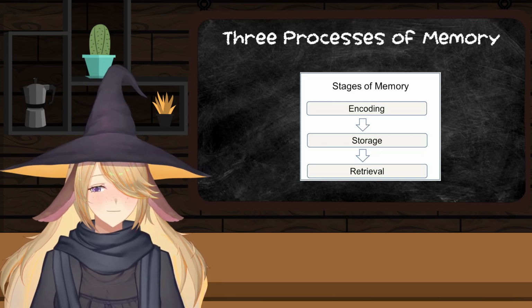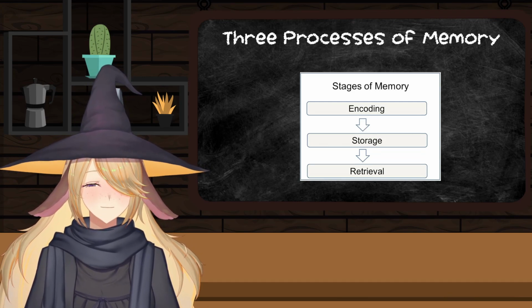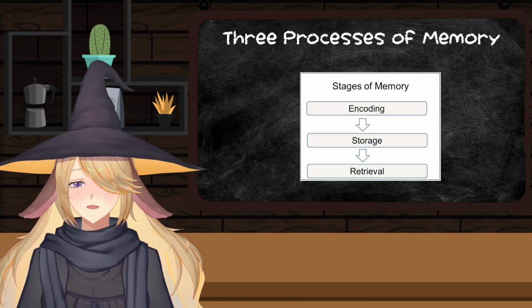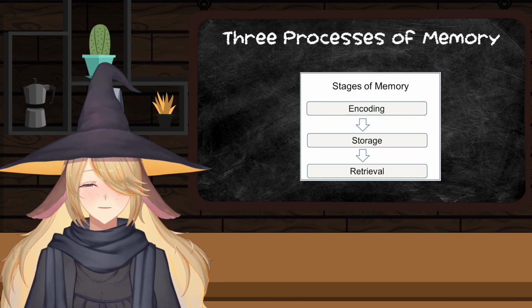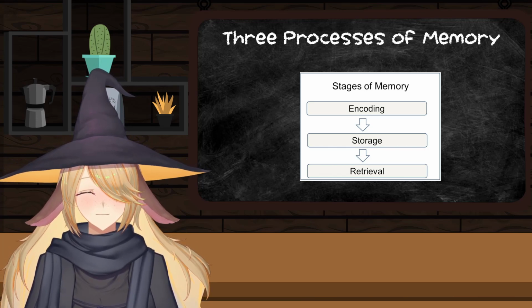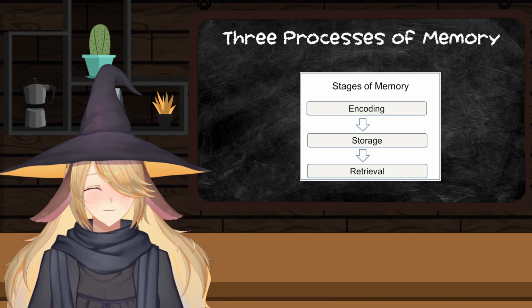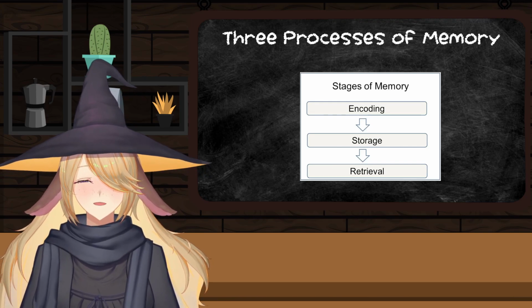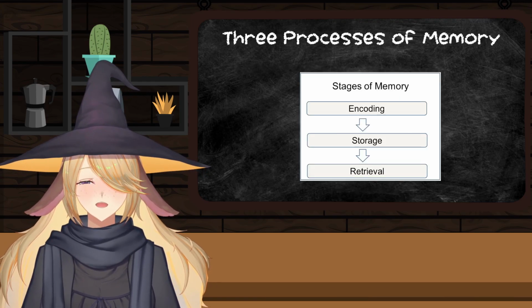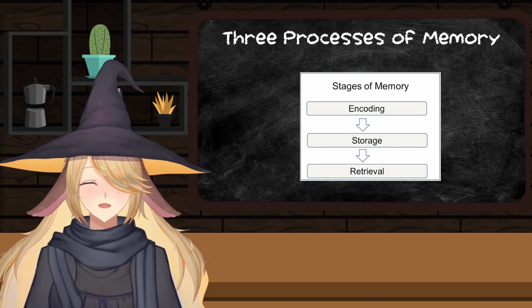All right, pivoting here back to that 3-stage model, when we talked about sensory memory, short-term memory to long-term memory, I want to break down and talk about the different stages of memory. How do we actually move between them?